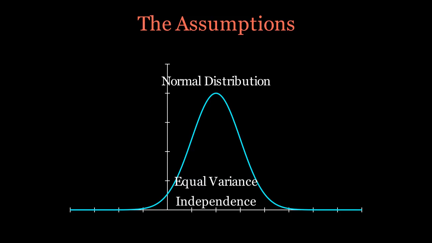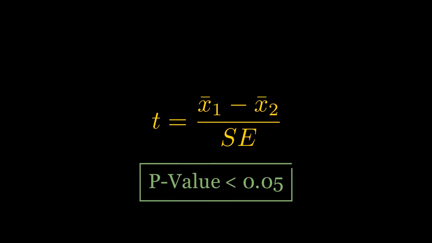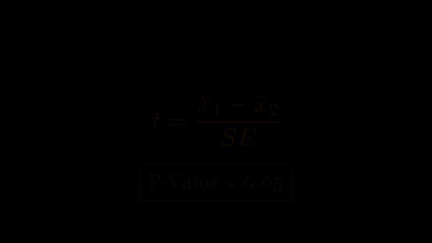The T-statistic is calculated by taking the difference in means and dividing it by the standard error. But the number itself doesn't tell us much until we look at the p-value. In statistics, the p-value is the probability that the difference we observed happened by pure luck. Usually, if the p-value is less than 0.05, or 5%, we reject the null hypothesis and conclude that our results are statistically significant.